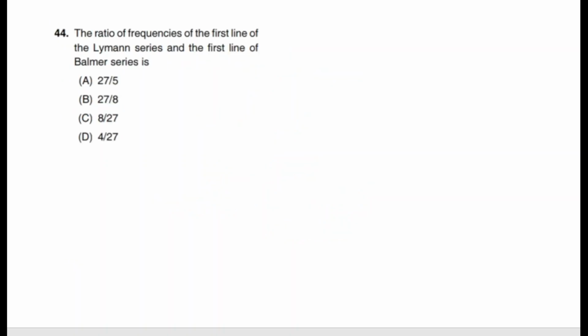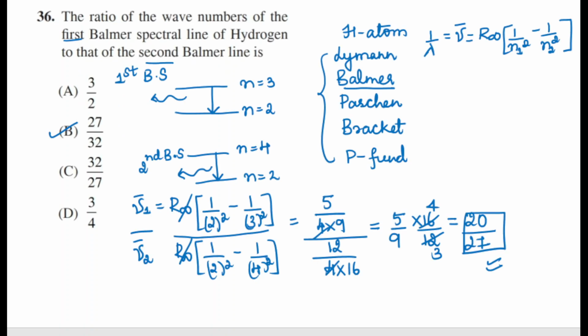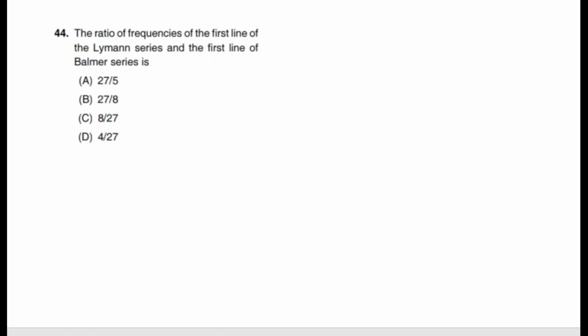Now let us proceed to the next question. What we have in this question is the ratio of the frequencies of the first line of the Lyman series and the first line of the Balmer series. In the first question only, I have explained the hydrogen atom. We have series, that is Lyman and the Balmer, Paschen, Brackett, and the Pfund. So what they are asking here is, for the Lyman series, the frequencies.